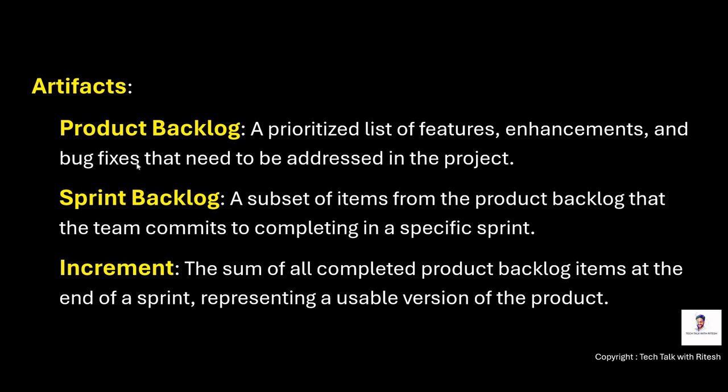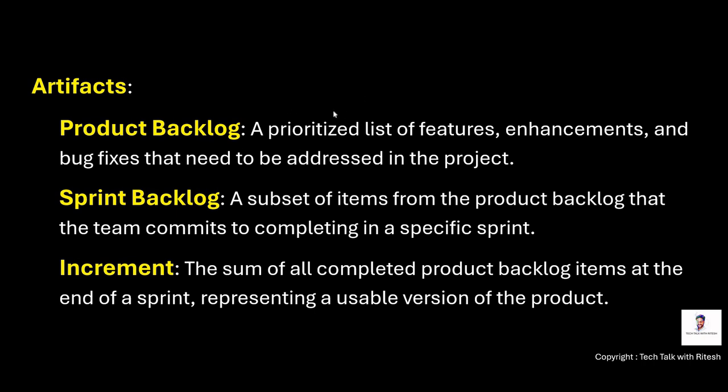Then we have artifacts. Artifacts will be product backlog, sprint backlog, and increment. Product backlog is a prioritized list of features, enhancements, and bug fixes that need to be addressed in the project. That is product backlog, a prioritized list of features and enhancements. Sprint backlog, a subset of items from the product backlog. So product backlog is a bigger chunk of items, right?